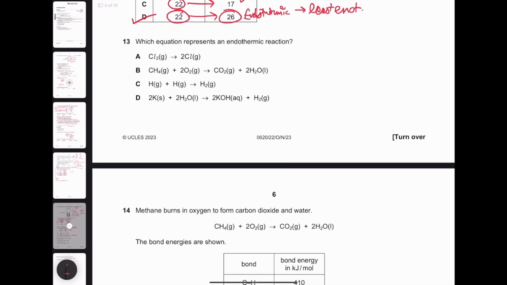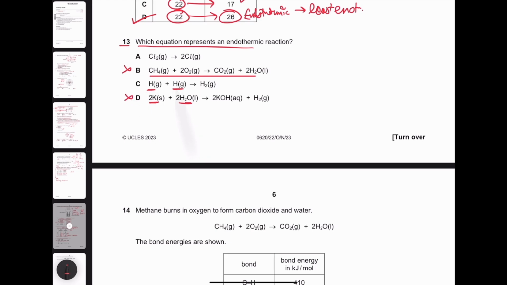Alright, now question number 13. Which equation represents an endothermic reaction? Now, they have not mentioned anything here, but notice one thing. This is a combustion reaction, which is exothermic. This is a highly reactive metal reacting with water. It's exothermic.